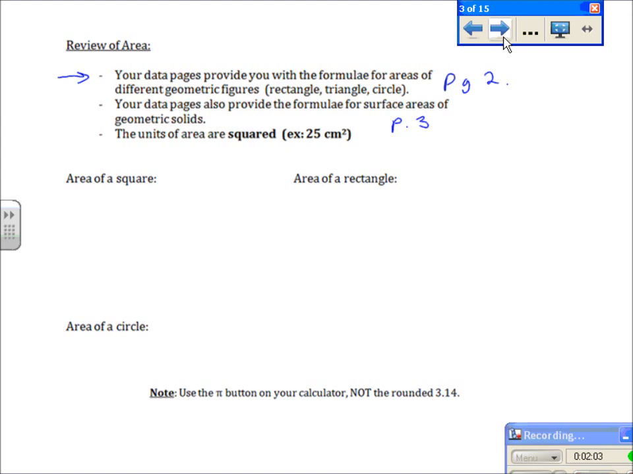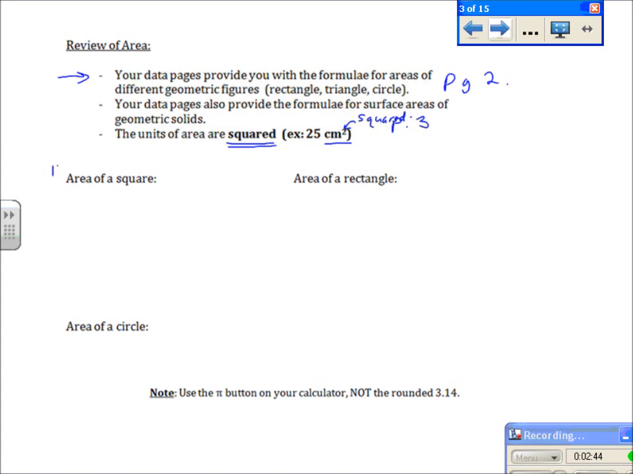Okay. Let's go ahead and review area. You might have already done questions that refer to the area of a shape or the area of a geometric figure. The units of area are always in square units. And we'll look at why in just a moment. But for example, I could report the area of something in 25 centimeters squared rather than 25 centimeters. Okay, so we're going to see this little 2 right here, which tells me that that's a squared unit. Okay, let's do an example here.